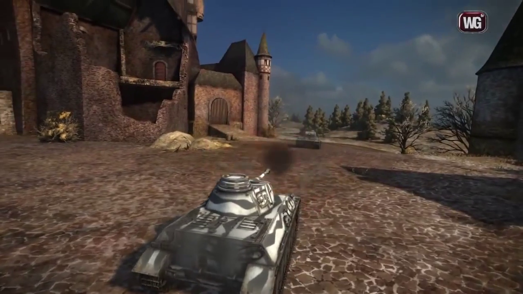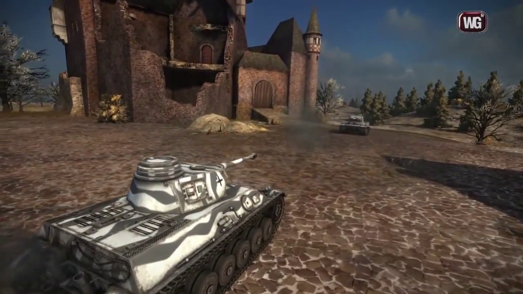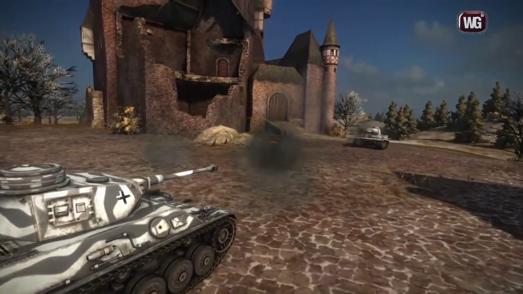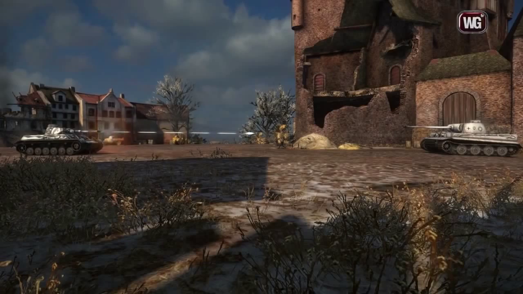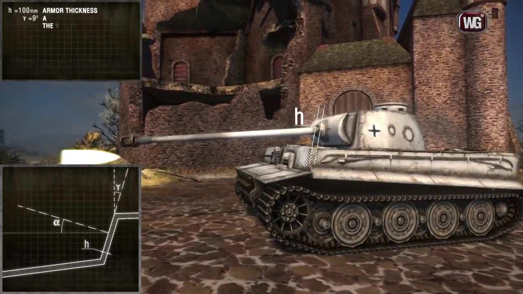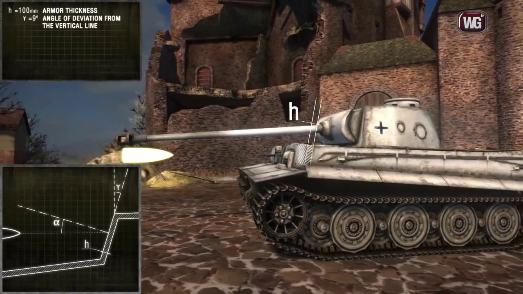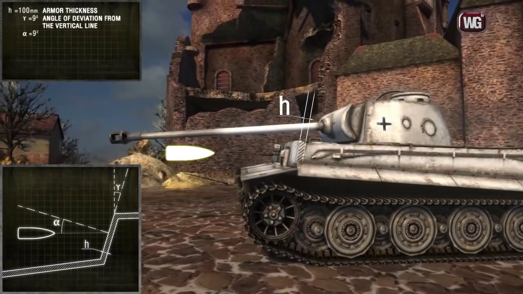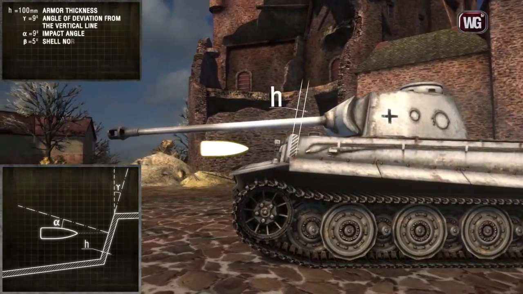and fire at their glacis plate with main guns that have a penetration potential about the same as the thickness of the armor. To make things simpler, we'll assume that the shell's path is parallel to the ground. Let's start with the Tiger. Its upper armor plate thickness is 100 mm, and its deviation is only 9 degrees from vertical line. The impact angle is the same, and normalization effect makes it 4 degrees.